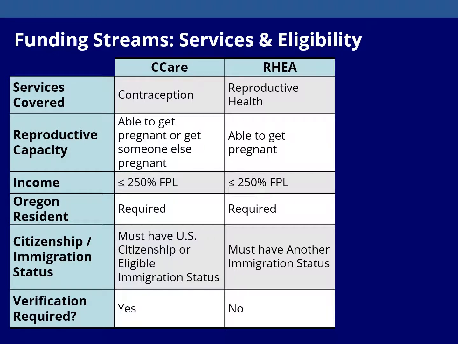REA covers a broad range of reproductive health services and requires that the client be able to get pregnant, so they must be female-bodied. They must also be at or below 250% of the federal poverty level, be an Oregon resident, and have another immigration status. Unlike C-Care, REA does not require verification of any of the client's information. Now, I recognize that the terms eligible immigration status and another immigration status mean nothing to most people, but I will explain them later in the video.